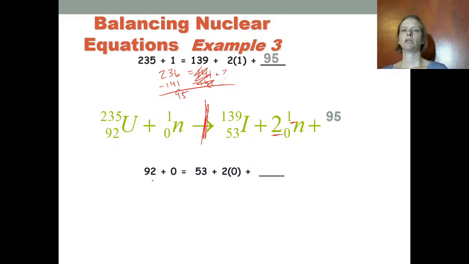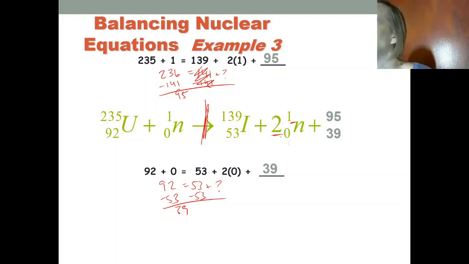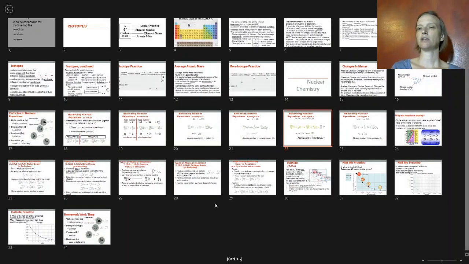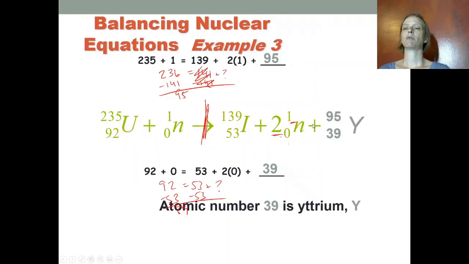Let's look down below. 92 plus 0 equals 53 plus 2 times 0. So 92 equals 53 plus my missing number. I'm going to subtract 53 from both sides of the equation, and you get 39. 39 is my missing atomic number. And if I look up 39 on my periodic table, I can see that that is yttrium. So I insert the symbol Y into my nuclear equation.